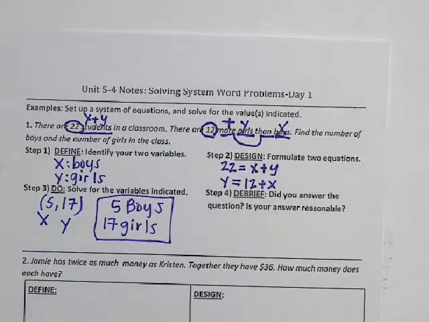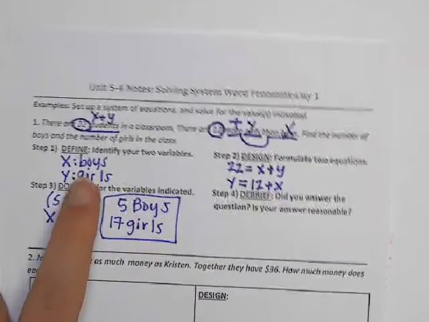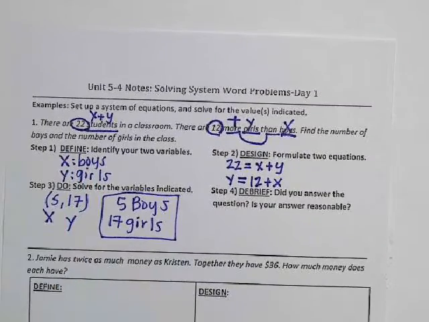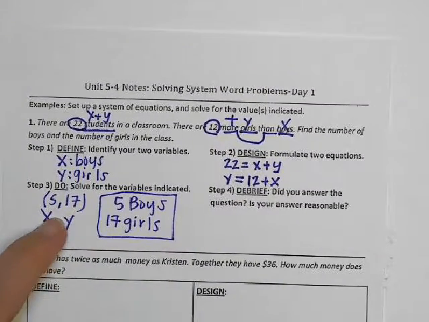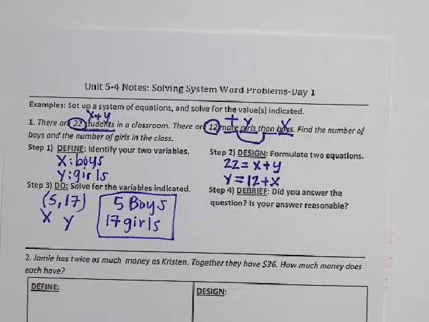Everybody see that? That's why it's super important that you label what your x and y is, because right here you have to know which one is x and y. X is boys, y is girls. Okay?